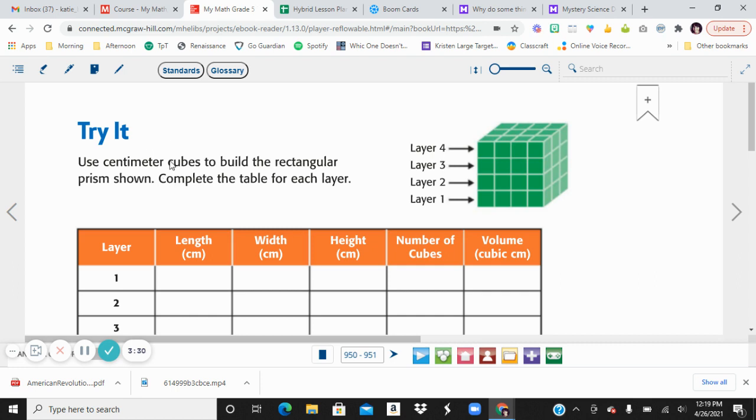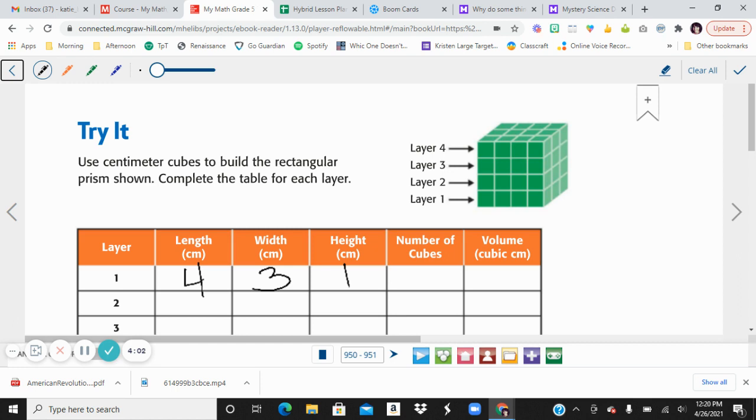It says try it. Use centimeter cubes to build the rectangular prism shown. Complete the table for each layer. If you had these cubes with you and you took it apart, you'd build the bottom layer first. You see that it's 1, 2, 3, 4 cubes long and 3 cubes deep. So the bottom layer, the length is 4. The width is 3. The height of that layer is just 1.